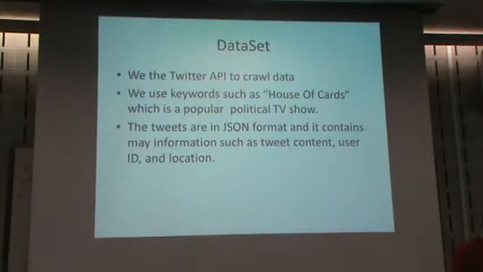preference of the attitude. So we will use the API which Twitter provided to get the data. We will use keywords like House of Cards, or maybe Republican, or democracy, something like this. The tweet output will be in JSON format. It's a binary format, so we can import it into our mining system, so we can mine. And also we will use the location information.